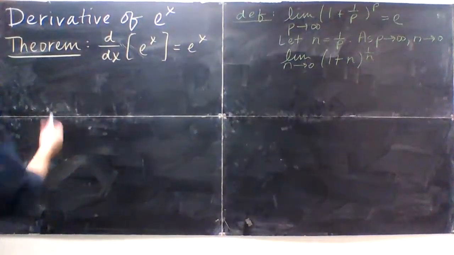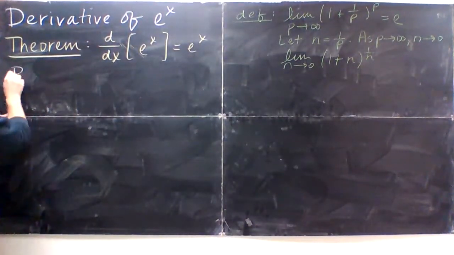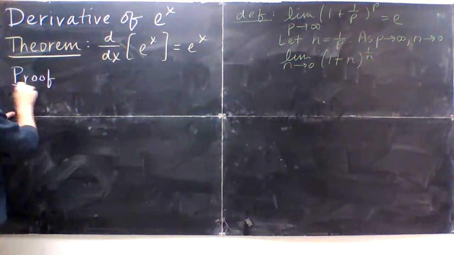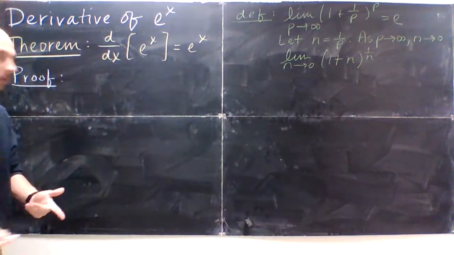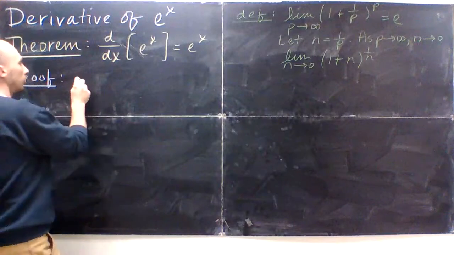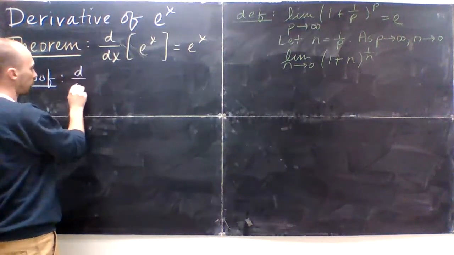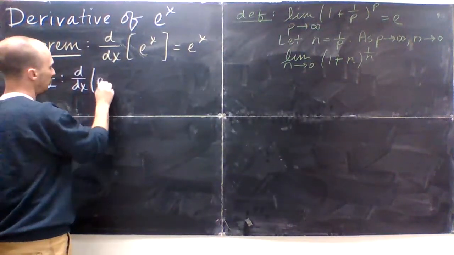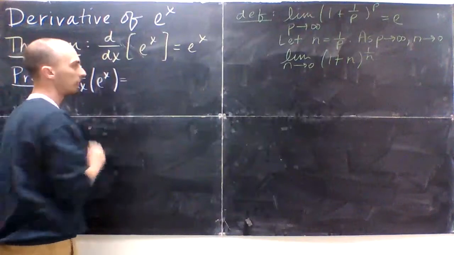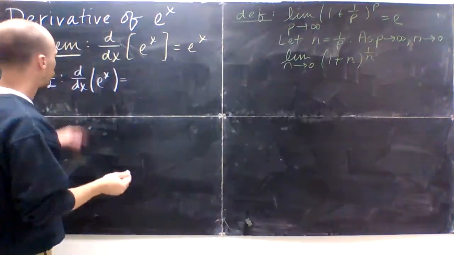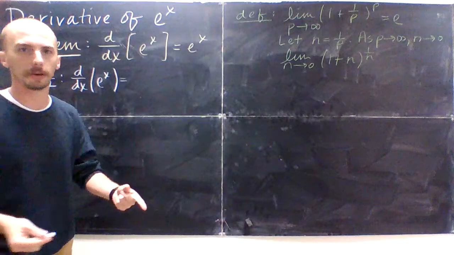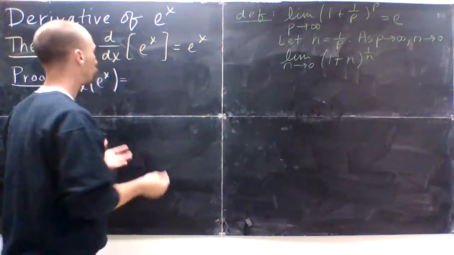Okay. So in order to prove this, I'm going to start with the definition of the derivative. I'm going to say that the derivative with respect to x of e to the x is going to be the limit as h goes to 0 of e to the x plus h minus e to the x divided by h. It's the limit of rise over run as run goes towards 0.